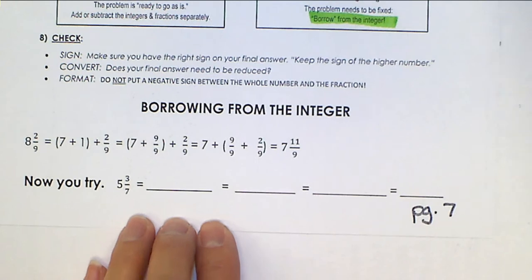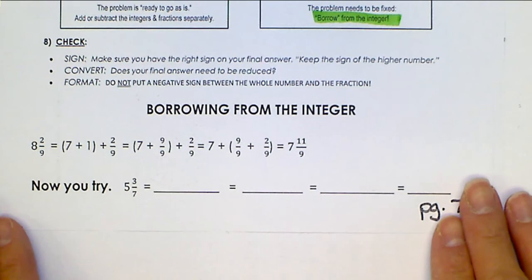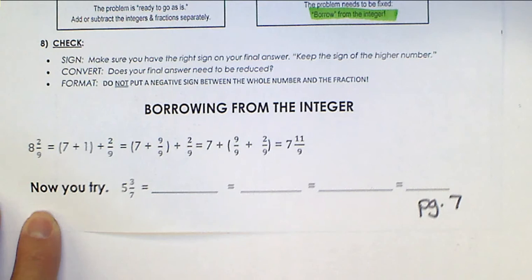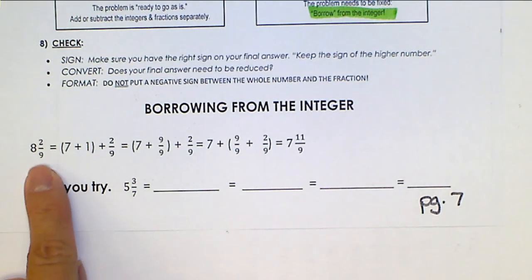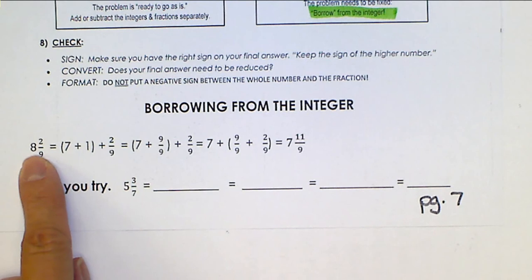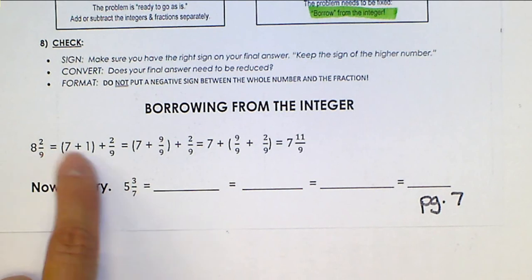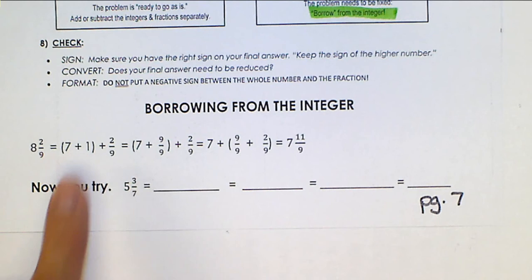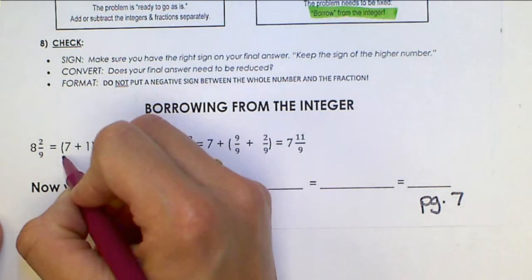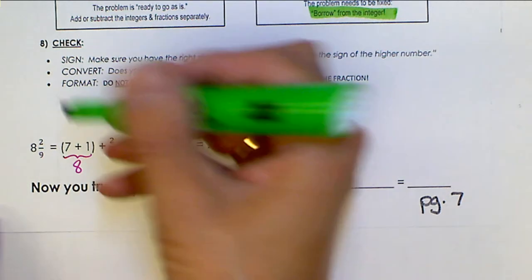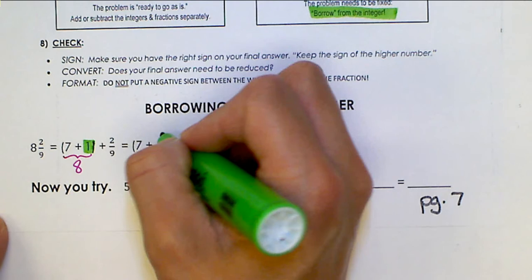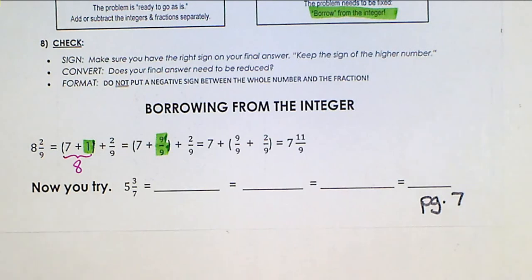So you're not really going to do a problem yet, we're just going to borrow. So here's what this looks like. If we want to borrow from the 8, we're going to take 1 away from the 8. And remember, 8 is the same as 7 plus 1. So this is where the 8, so we had 8 and 2/9. Now, the other thing we can do, now this is going to be really confusing at first because we're not actually doing it in a problem yet.